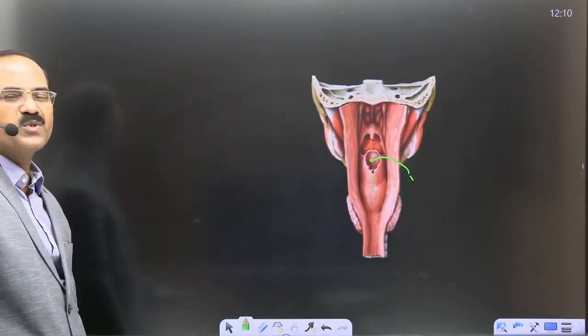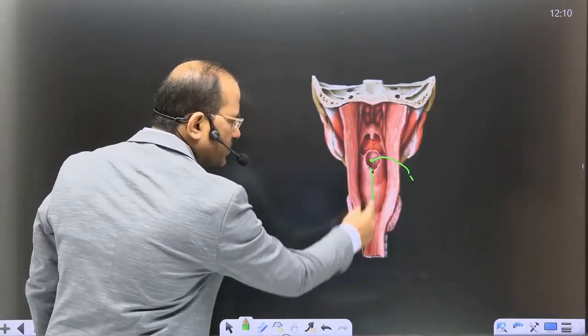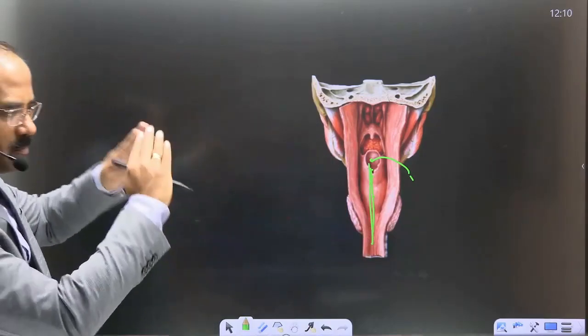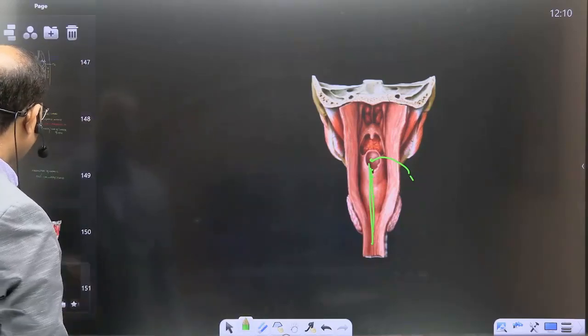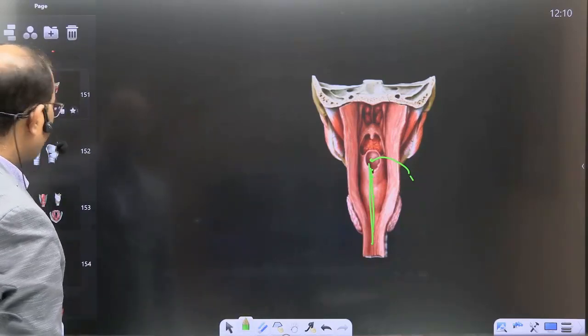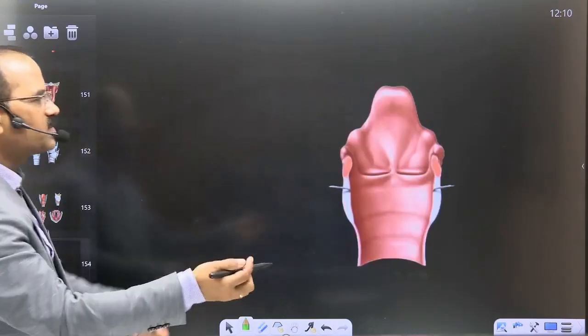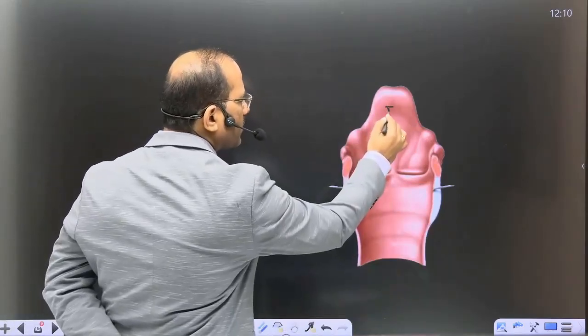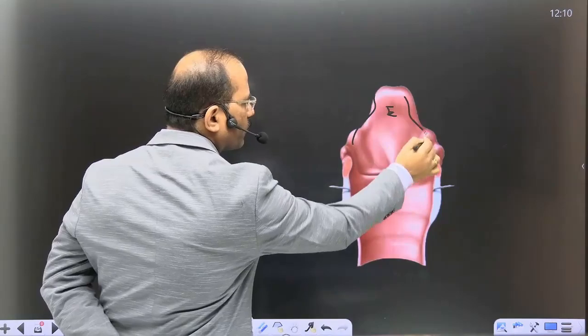Now, what do we do, students? We are cutting this larynx. We'll cut the larynx from behind and we will open it. Look at what is seen when we open the larynx. That's the epiglottis. Look at that. These are the aryepiglottic folds, right?